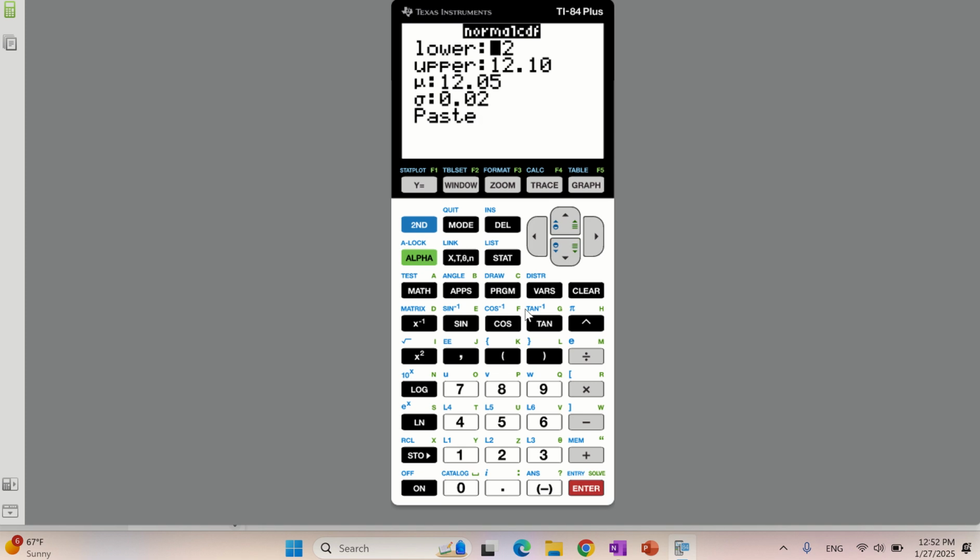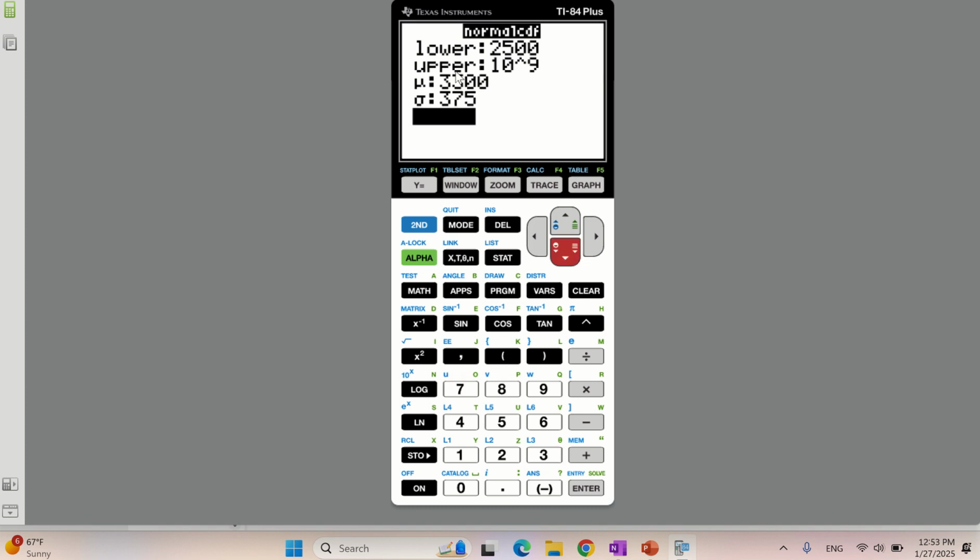Our lower, I forgot what our lower was. Our lower was 2,500. And then our upper is 10 to the 9th power, or a really big number. Just insert a really big number. 10 to the 9th power is big. The mu was 3,300. And then this was 375.